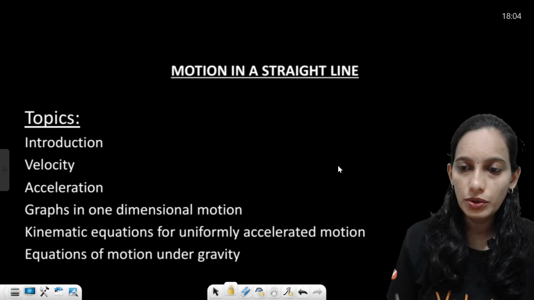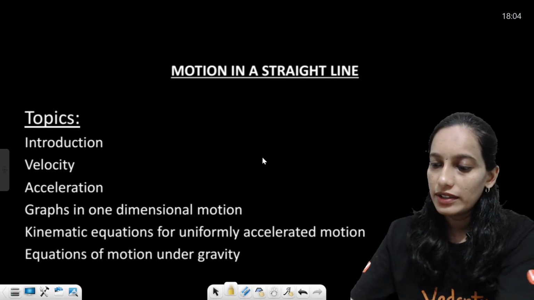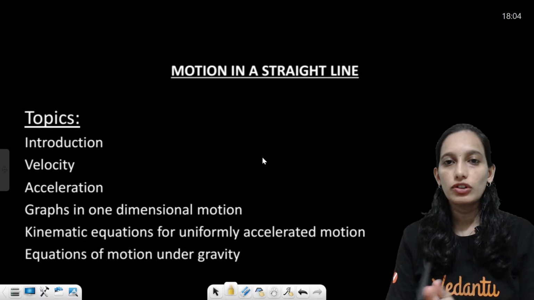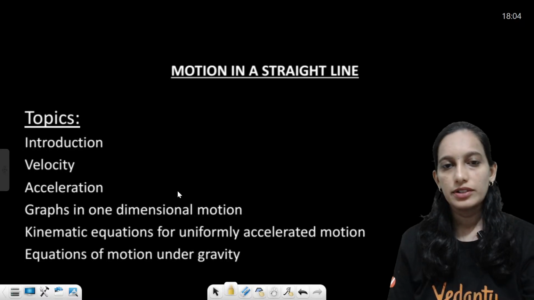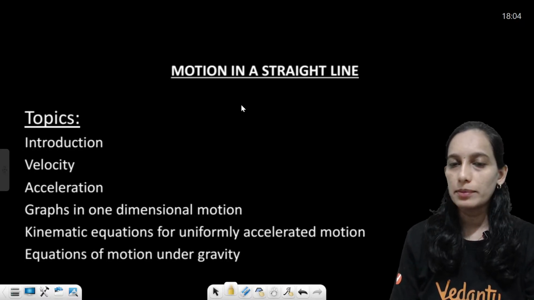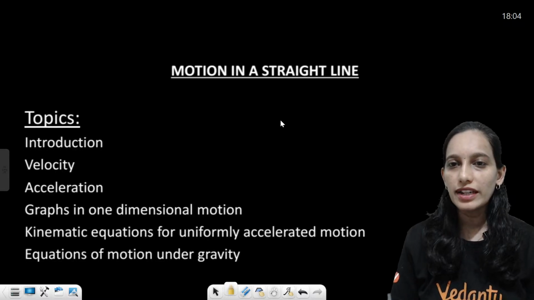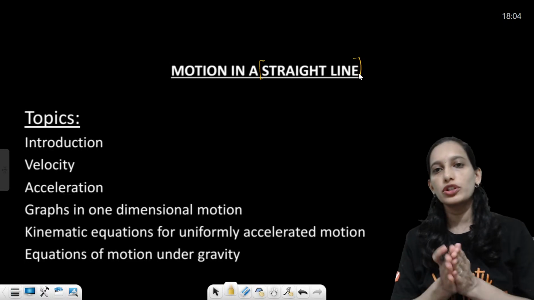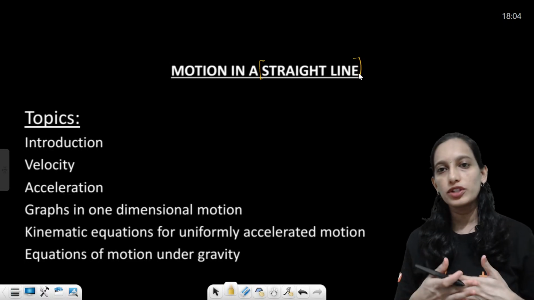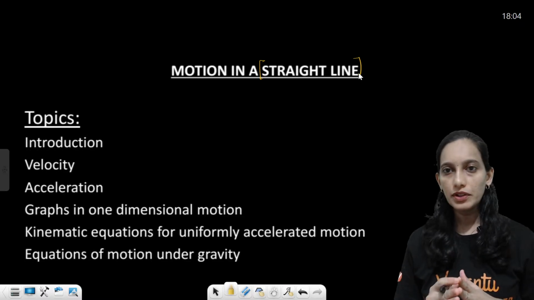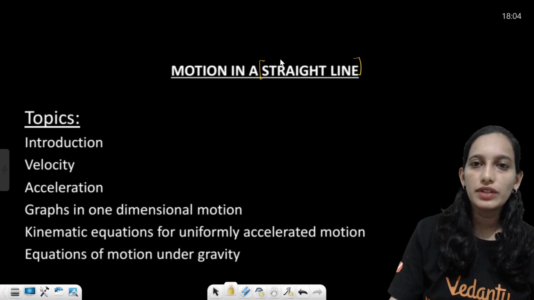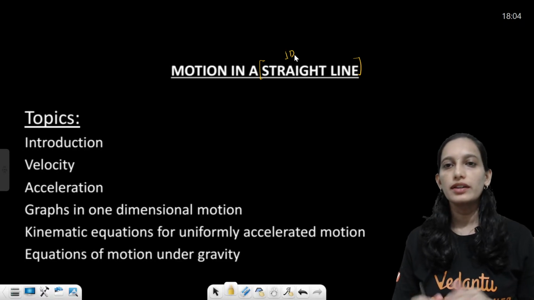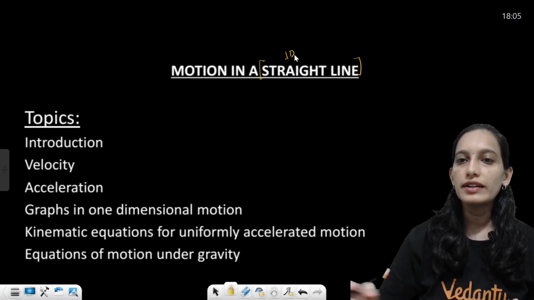So we'll quickly have a view of what all the topics in this chapter are, and we'll begin one by one. So the chapter name is motion in a straight line. The name itself is telling us that here we are constrained to discuss the motion of a particle or an object which is moving in a straight line. In other words, we are sticking ourselves to one dimensional motion.